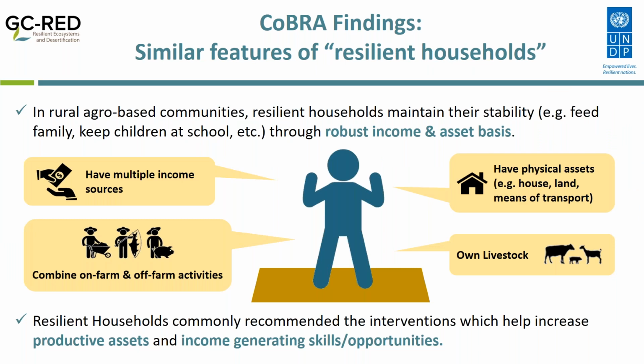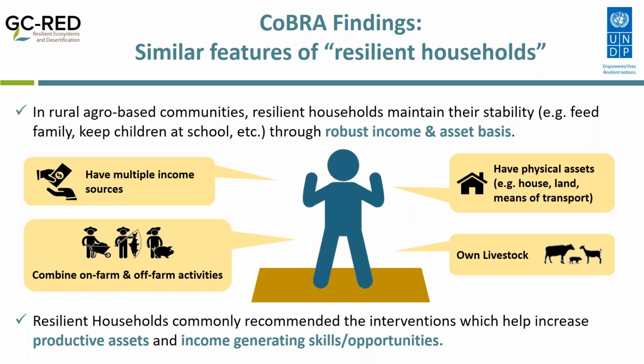When compiling the feedback from nominated resilient households, it became very evident that they maintain their stability against shocks and stresses using their income and physical asset resources flexibly. Almost all households in the CoBRA exercise area have multiple income sources, for example, rather than depending on a single source of income. And they mostly combine both on-farm and off-farm activities. And during normal or non-crisis period, their natural and physical assets are often used to start up and expand their existing income-generating activities.